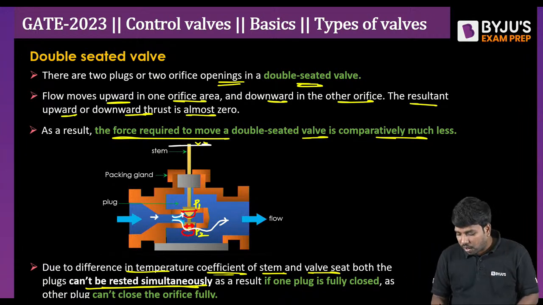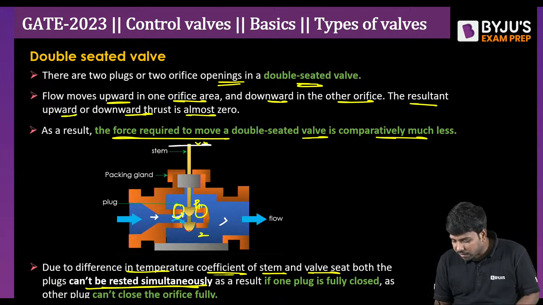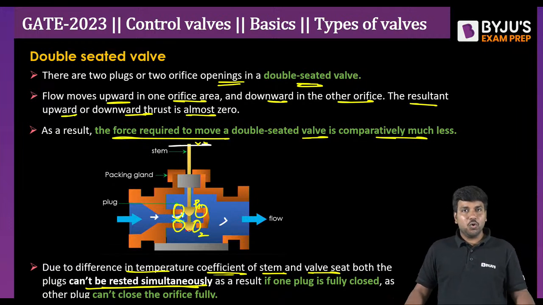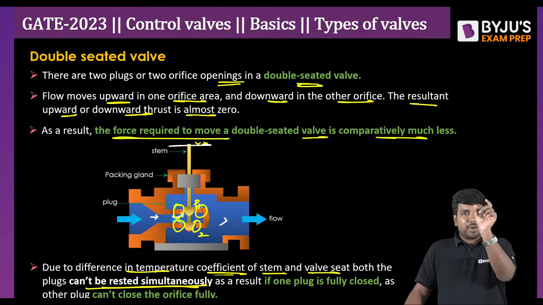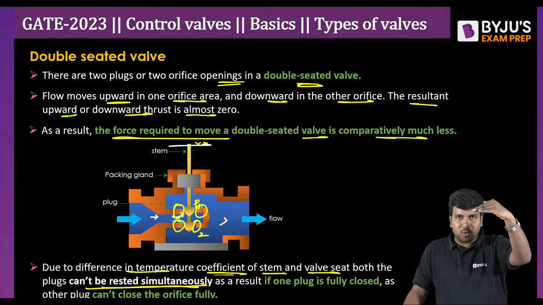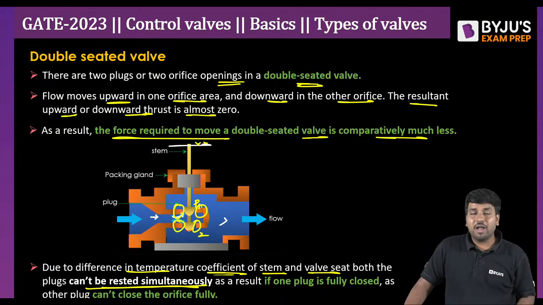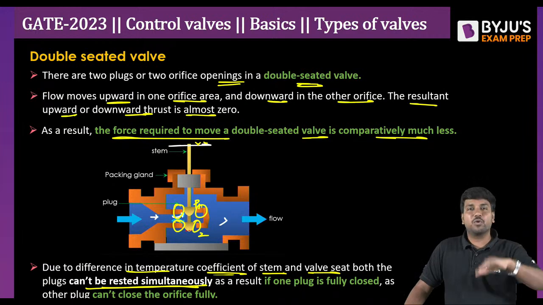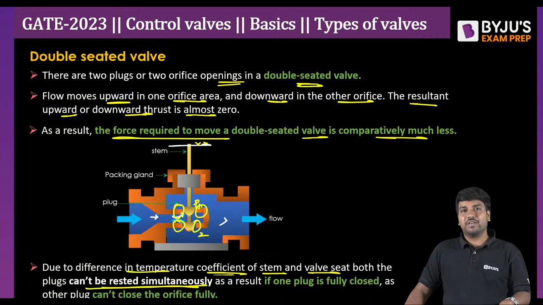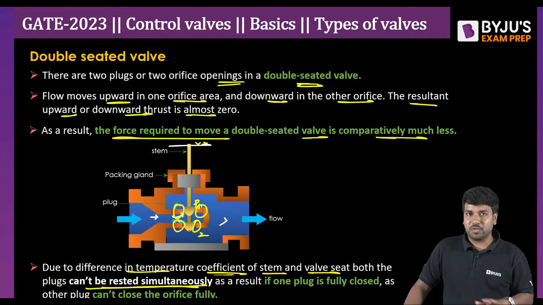Unfortunately, even the valve seat arrangement, exactly look at the beauty of this. Here, even this expansion is also not the same. So, when the plug 1 is completely rested, fully closed, plug 2 will not close. Or when the plug 1 is not closing, plug 2 may close. Because of this reason, it is not possible to fully shut down the valve.